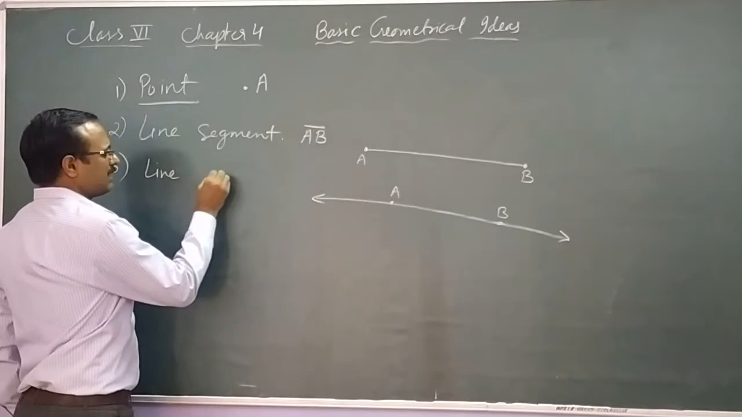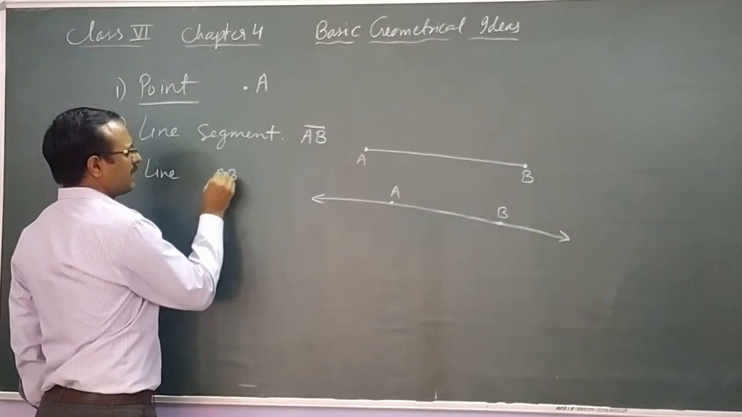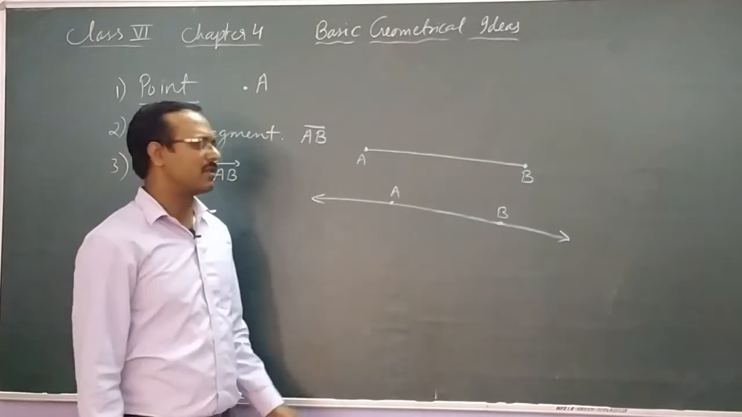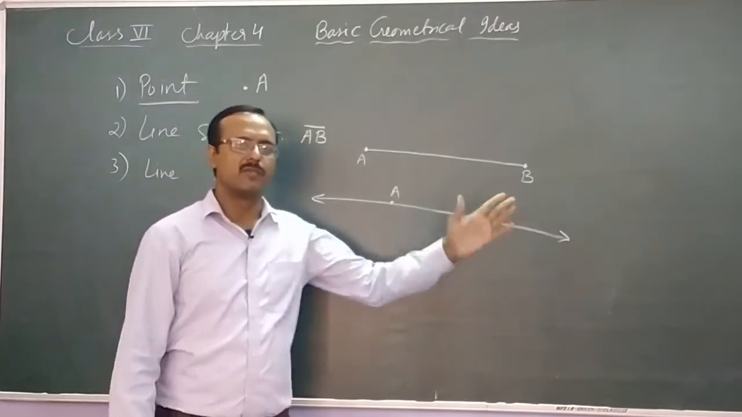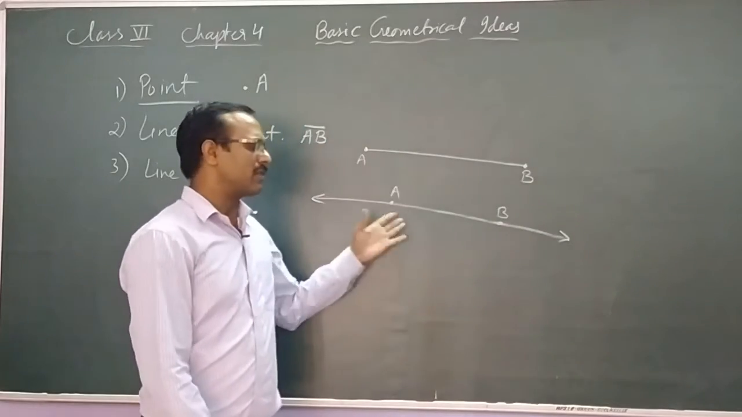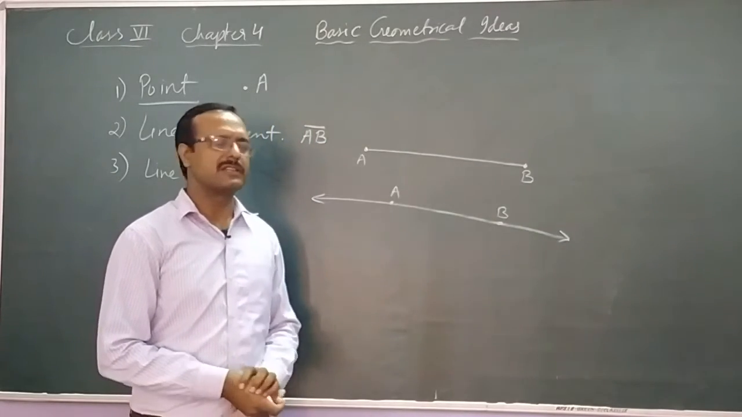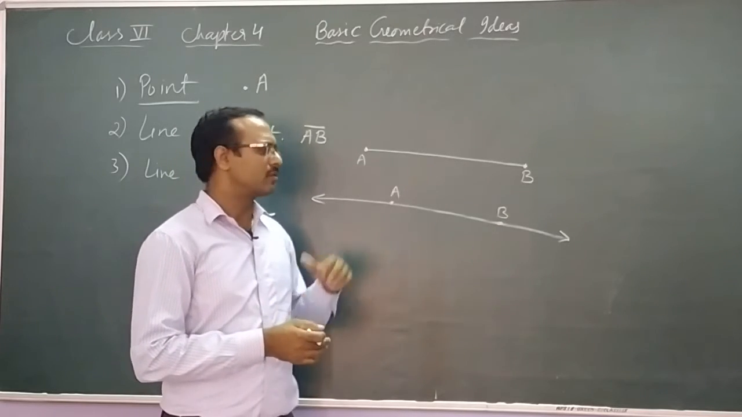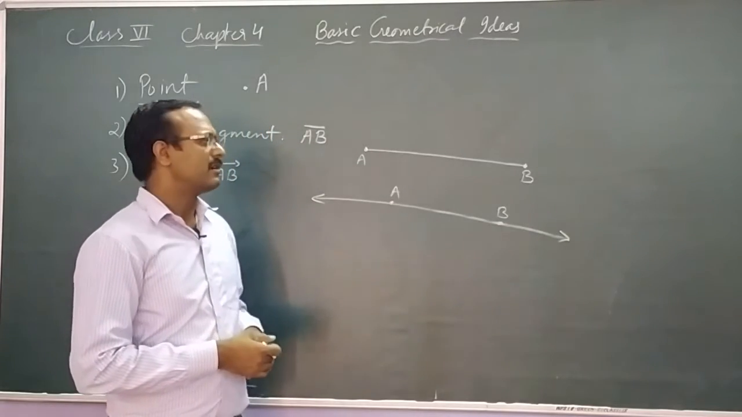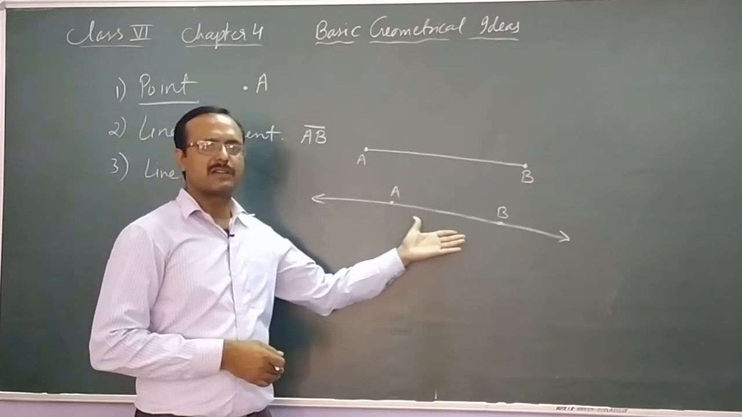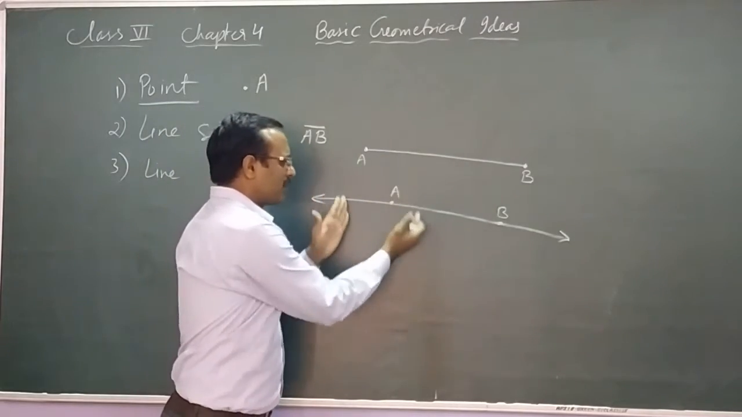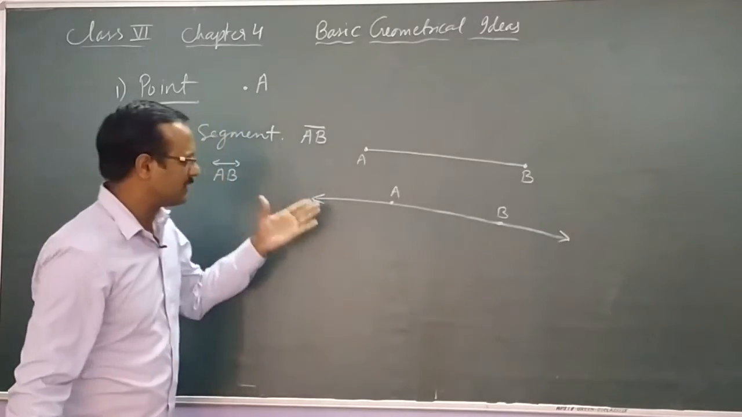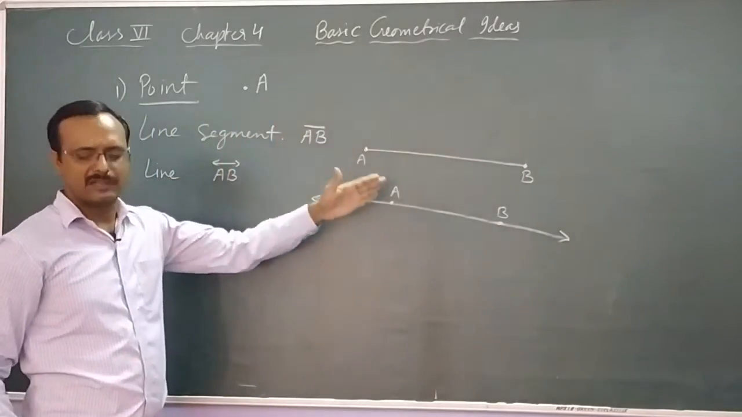The line is represented as AB, and you will have an arrow on both sides because it is going infinite in both directions. So you cannot measure a line because it has no ending points. The line segment is a part of a line. If you take some part of this line, it will become a line segment. Okay. So this is the difference between a line segment and a line.